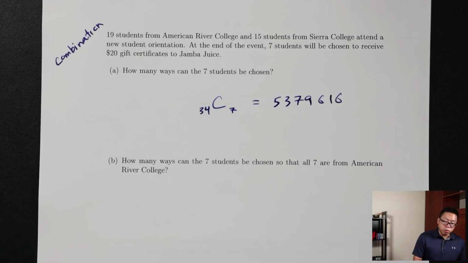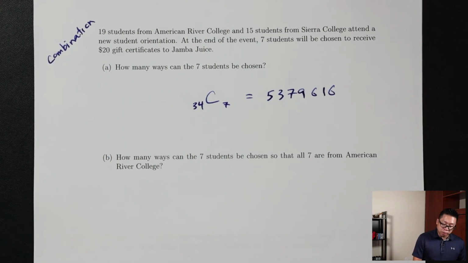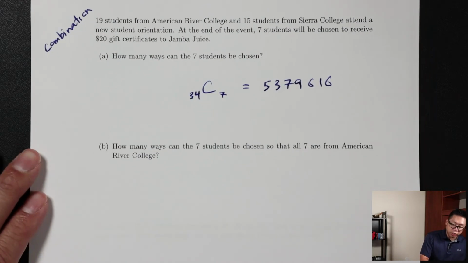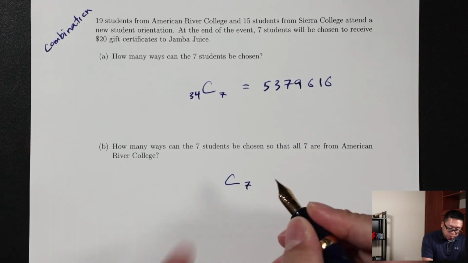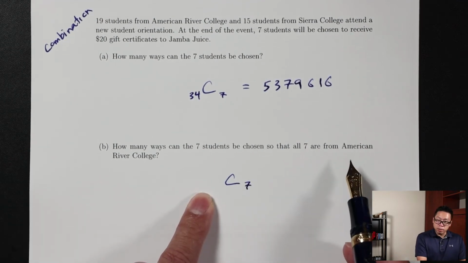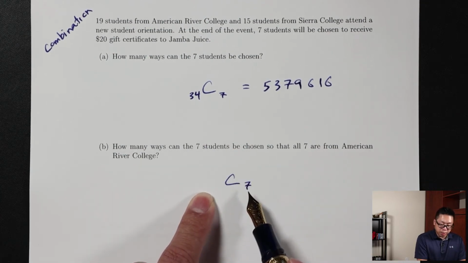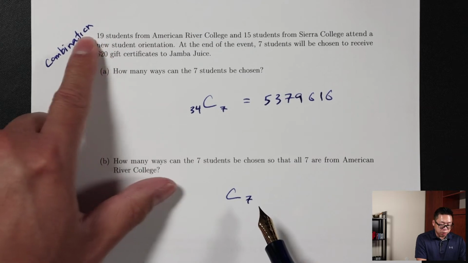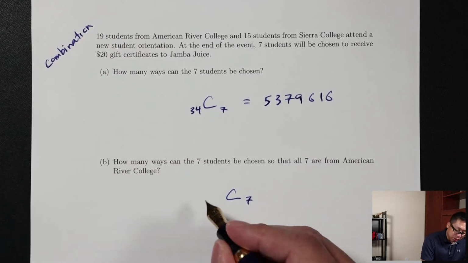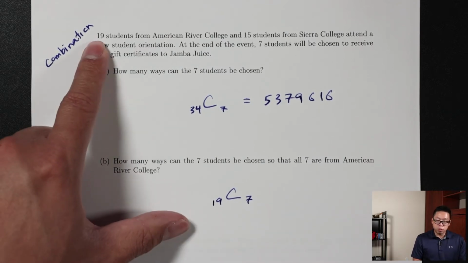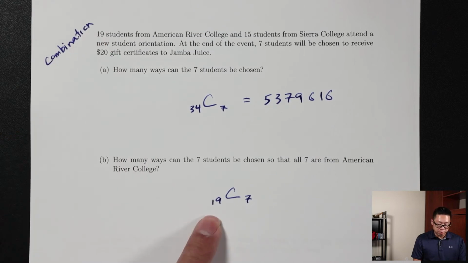How many ways can 7 students be chosen so that all 7 are from ARC? Still same situation, so it's going to be a combination. Something, choose something. We're choosing 7 students. But if I want them all from ARC, instead of choosing from the whole 34, I'll just choose these 7 students from just the ARC students, which is just the 19 students. There's just 19 students total from ARC.